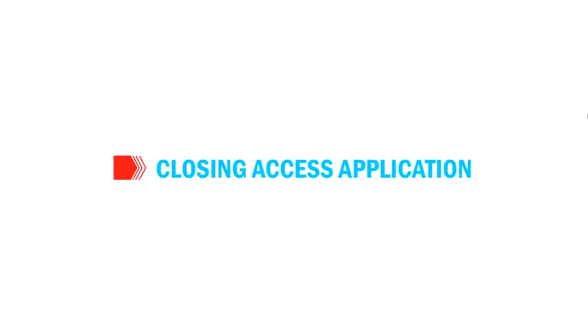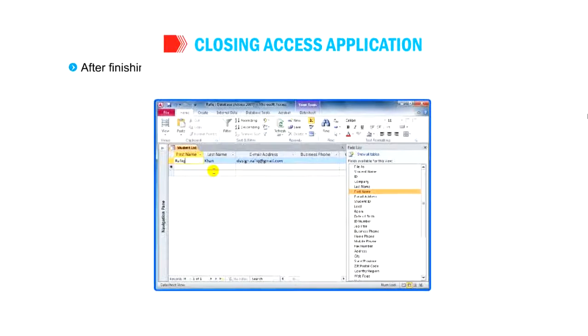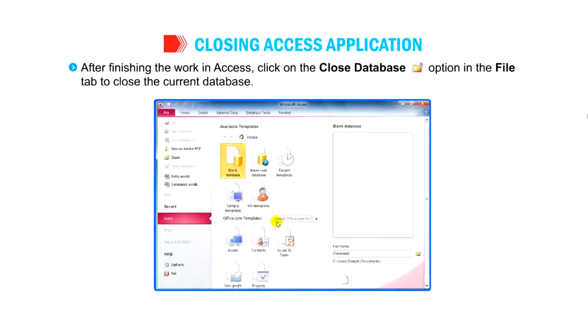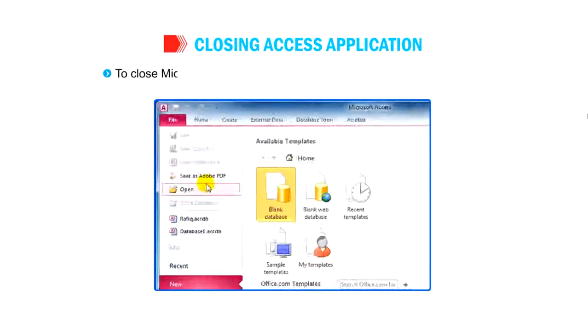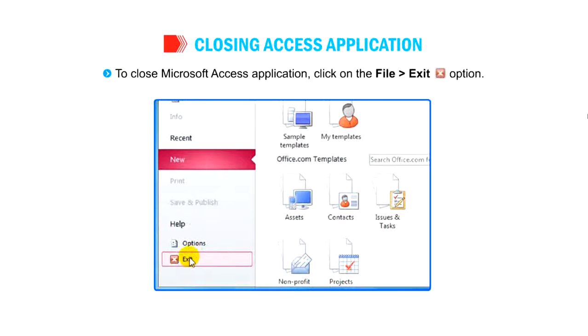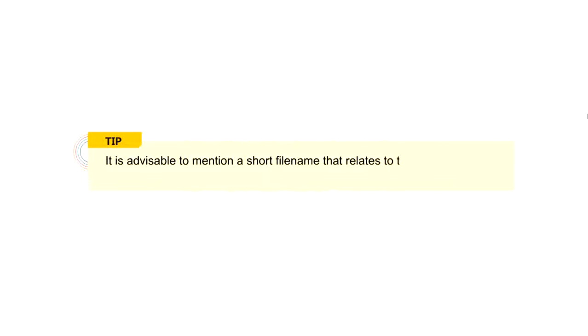Alright students, now we will discuss about closing Access application. After finishing the work in Access, click on the Close Database option in the File tab to close the current database. To close Microsoft Access application, click on the File, then go to Exit option. Okay students, now let me give you a tip. It is advisable to mention a short file name that relates to the information you store in your database.